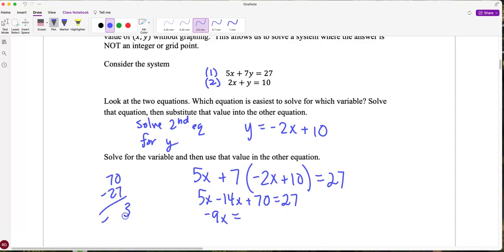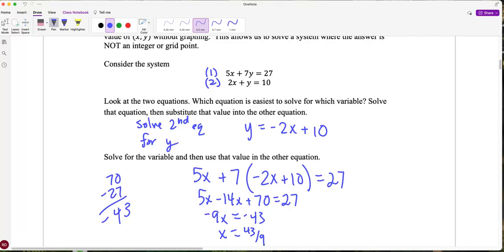10 minus 7 is 3, negative 43. Did I do that right? Yep, so 5x plus 7, negative 2x plus 10, that's a 70. That's a 27. So that should be right. Yep, okay. So x is equal to 43 over 9. Okay. So fractions are unavoidable here. X is a fraction, okay?